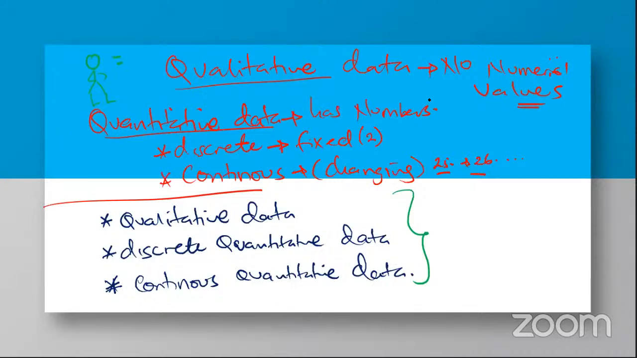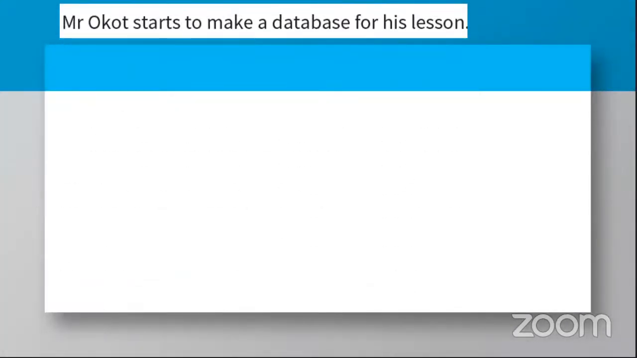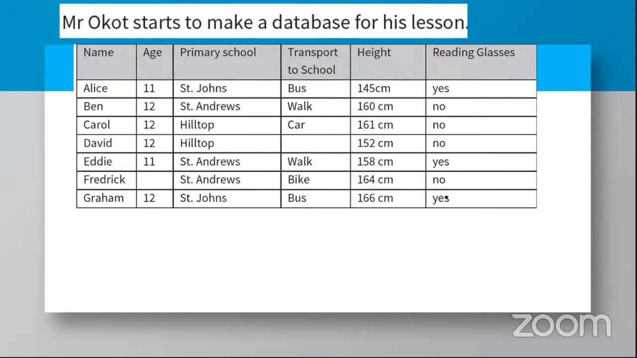Now, dear members, let's look at some examples before we close. Now we are identifying these types of data. That's our next task: identifying the types of data. We have a database set by the teacher, Mr. Okoti, with certain data in the table of that given lesson. We have people's names, their age, the primary school, what means of transport they use to go to school, their height, and whether they use glasses or do not use glasses, those who put on the specs or do not.